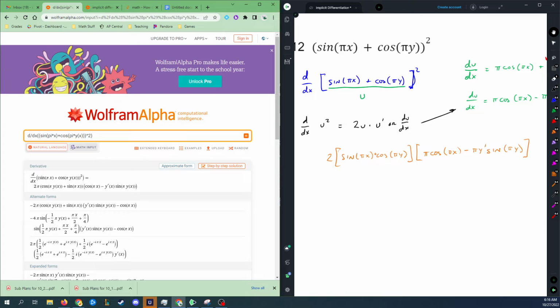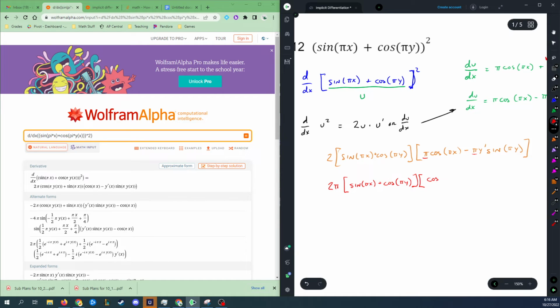All right. So we got all of that. Now we come down here and we notice immediately we have a 2 pi out in front. Don't freak out. Because what we notice in this other factor is that we have a pi out front in both. We can factor that out as 2 pi times that stuff, which is sine pi x plus cosine pi y. And then the pi's have been drawn out, so this is cosine pi x minus y prime sine pi y.